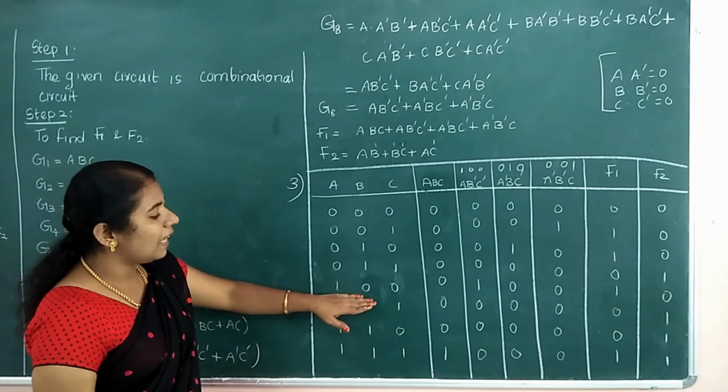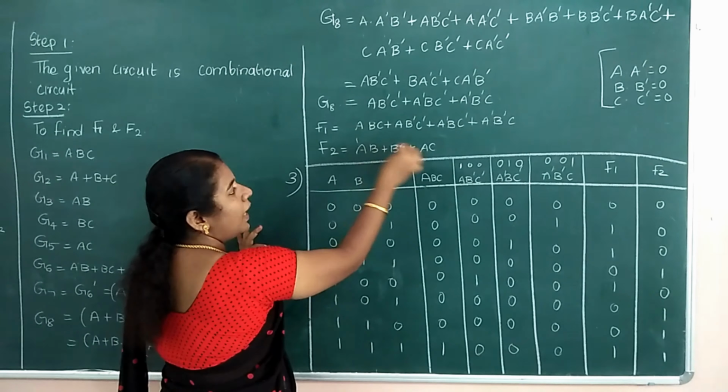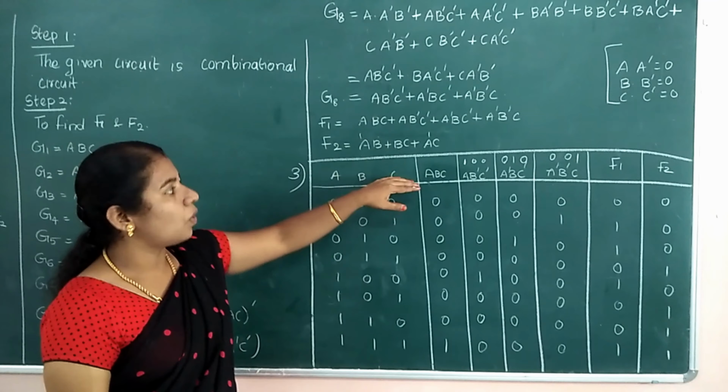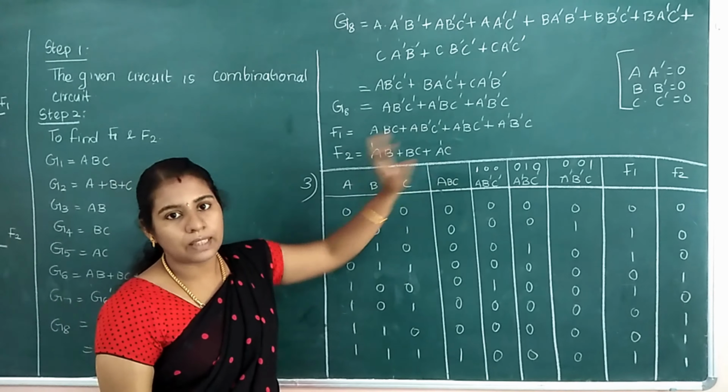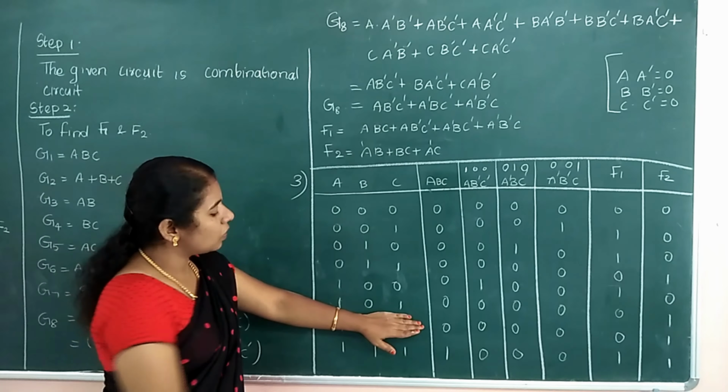And the next one is A is 1, B and C are 0. So 0 plus 0 plus 0. So the output will be 0. The next one is A is 1, B is 0 and C is 1. So in this case 0 plus 0 plus 1. So the output will be 1.